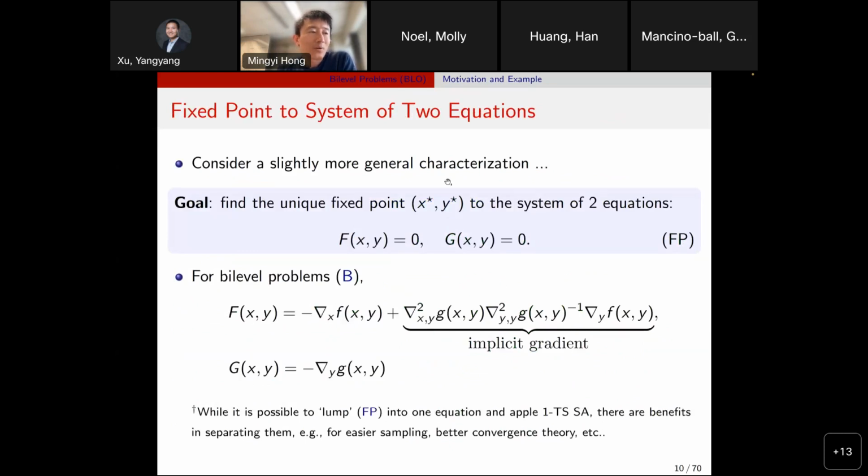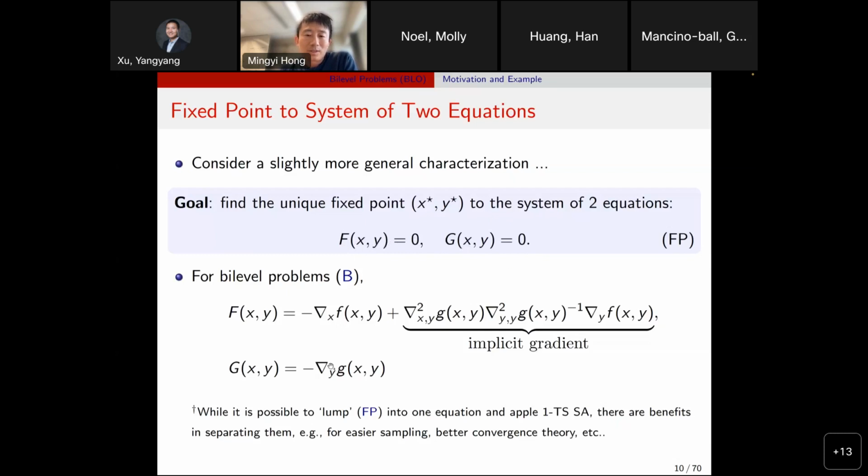So if you think about what the problem is, it's very closely related to finding the fixed point of a system of two equations, right? You have two variables, x and y, and a system F, which is related to the upper level problem. You have a system G, which is related to the lower level problem. You want to find x and y so that both of them are equal to 0.